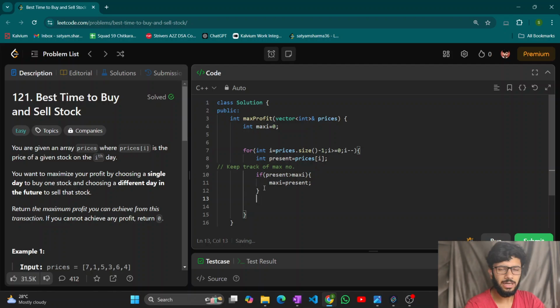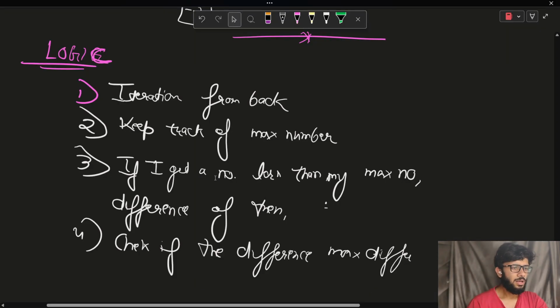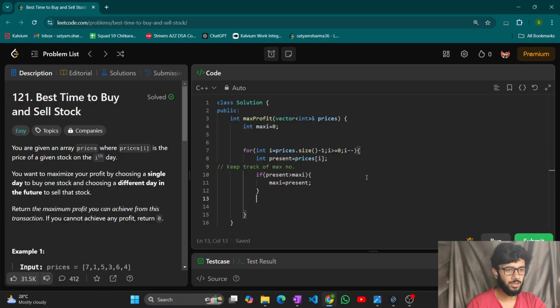Now let's get into the other case. If we get a number that is less than my maximum number, I have written the case for the greater than. If we get a number which is greater than our maximum number, then change the maximum number. But if I get a number which is lesser than the maximum number, in that case, what do I have to do? So here is the else case which we have to write.